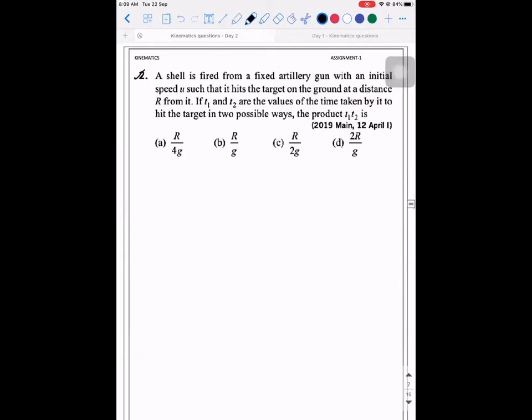A shell is fired from a fixed artillery gun with an initial speed u such that it hits the target at a distance r from it. If T1 and T2 are the values of time taken by it to hit the target in two possible ways, then the product of T1 into T2 is. If you read the question carefully, read it. No, you tell me what you have understood.